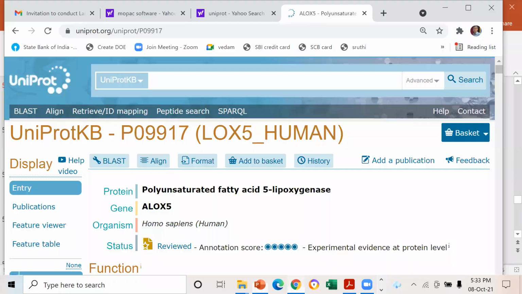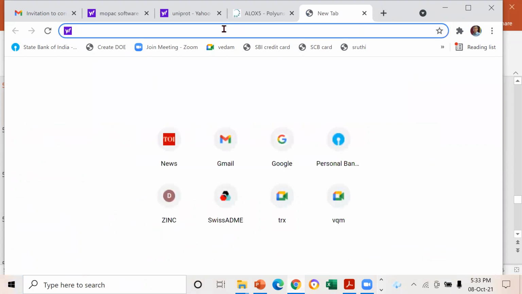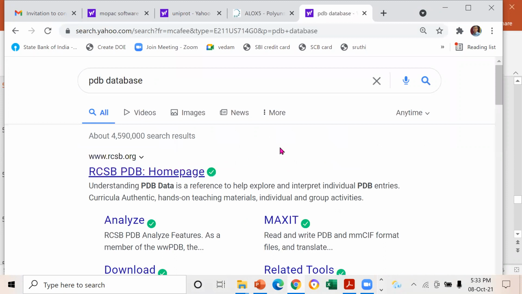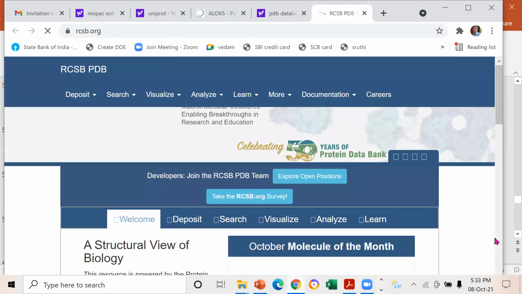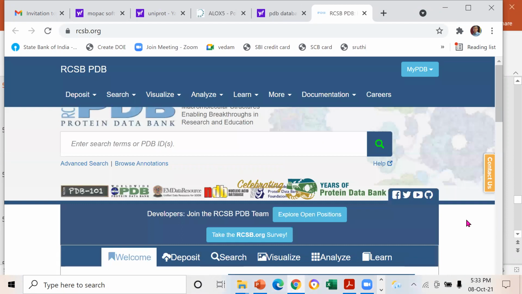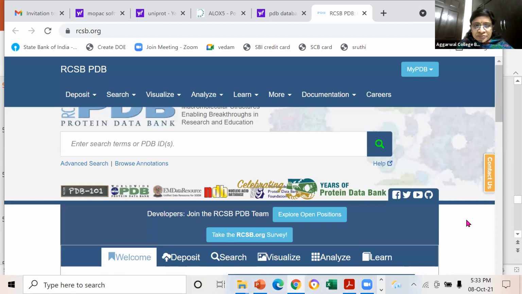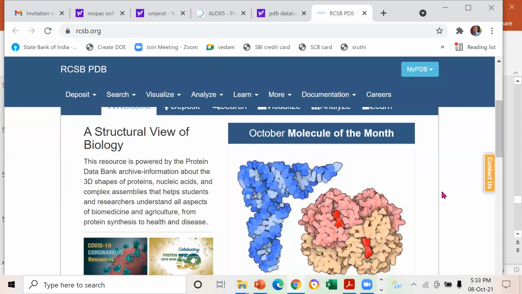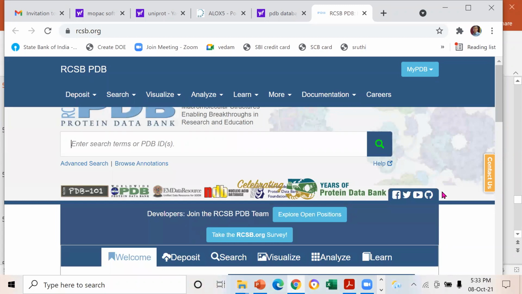But it gives you only sequences. If you want a 3-dimensional structure, then there is a database called PDB, Protein Data Bank. You can see this. It gives you 3-dimensional structures of proteins that are saved. You will see maybe tens of thousands in number, whereas in UniProt you will see lakhs and lakhs, because, like I said, crystallization is a big problem.